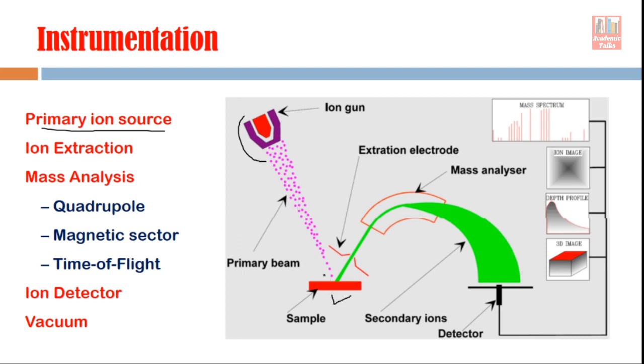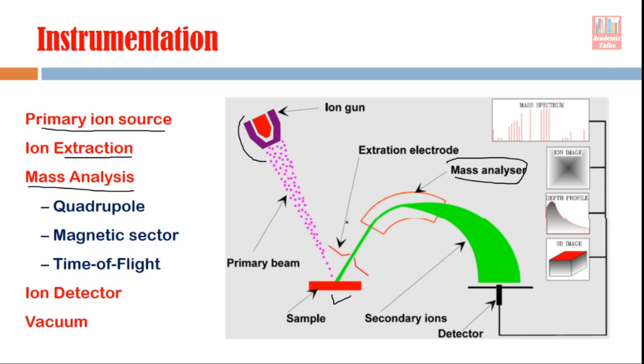This is sample here, and in response to this incoming ion, what happens? Secondary ions will go out of the material. So actually sputtering is taking place here. So the ions which are ejected out of the sample, they are extracted through this extraction electrode, and then after this ion extraction, we perform this mass analysis. All this part you can see here, this mass analyzer, right? All this part, this is mass analyzer.